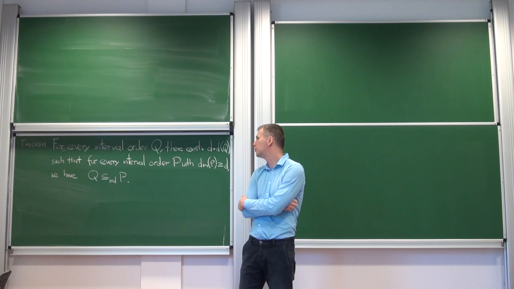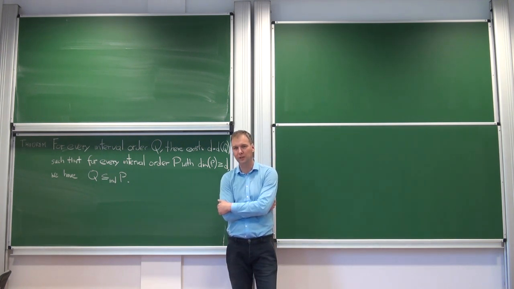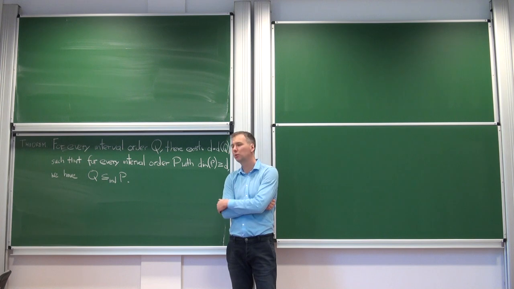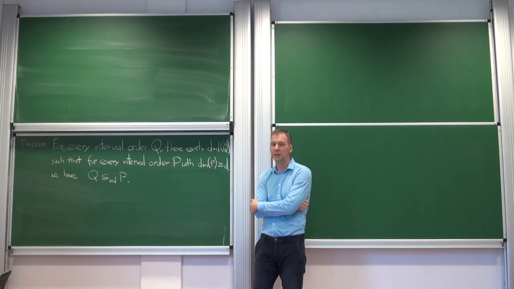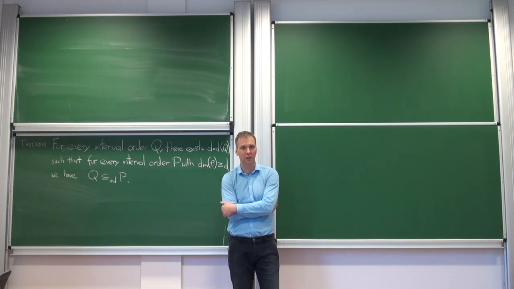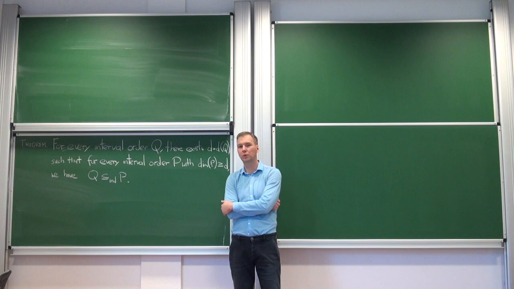So here it is. For every interval order Q, there exists a threshold, an integer d, such that whatever interval order P you take, with the property that P has dimension at least d, then we will know for sure that we can find Q in P. Q is an induced subposet of P.